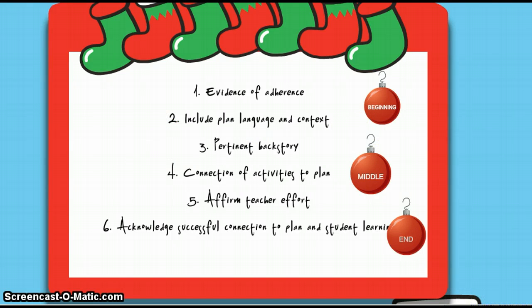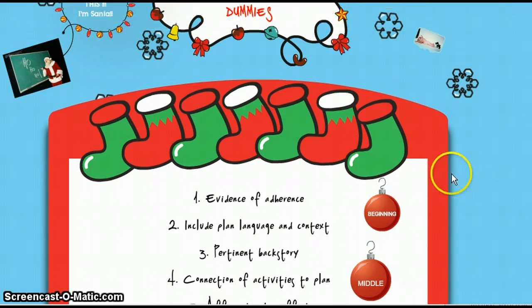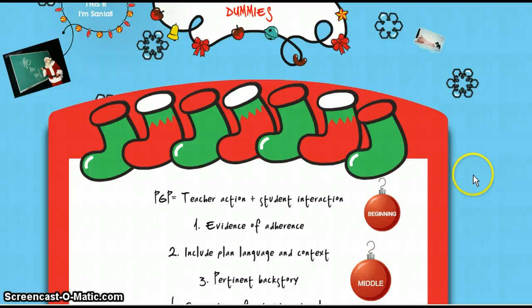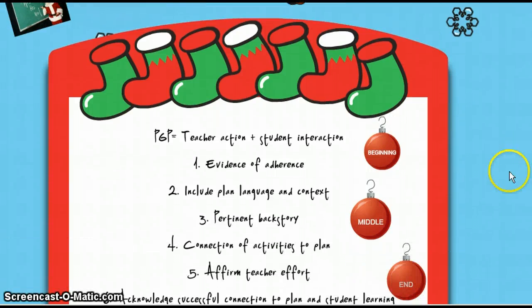First of all, let's back up, and I want to look at what I consider to be a quality professional growth plan. It's got two components to it. There's first teacher action. I look for that, and we'll look at one in real time in a minute. And I look for the student interaction as part of the plan.